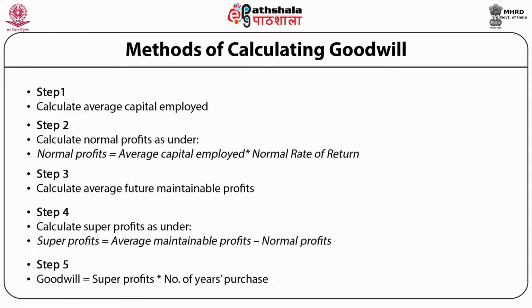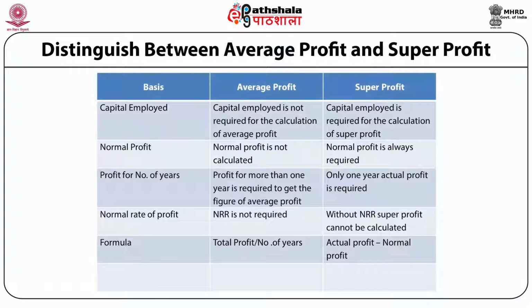Lastly, the goodwill is calculated by multiplying super profit with number of years purchase. There is a difference between average profit and super profit. Now let us discuss the difference between average profit and super profit. Now first difference is capital employed. Capital employed is not required for calculation of average profit, whereas it is required for calculation of super profit. Normal profit. Normal profit is not calculated when goodwill is calculated with the help of average profit method.